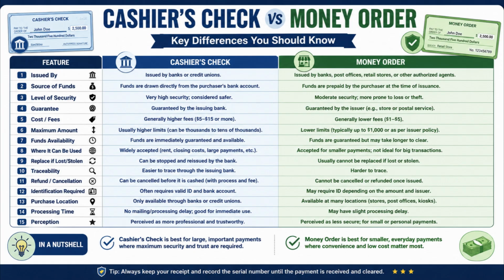Number 3. A cashier's check offers very high security and is considered safer, whereas a money order provides moderate security and is more vulnerable to loss or theft. Number 4. A cashier's check is guaranteed by the issuing bank, whereas a money order is guaranteed by the organization or store that issues it.